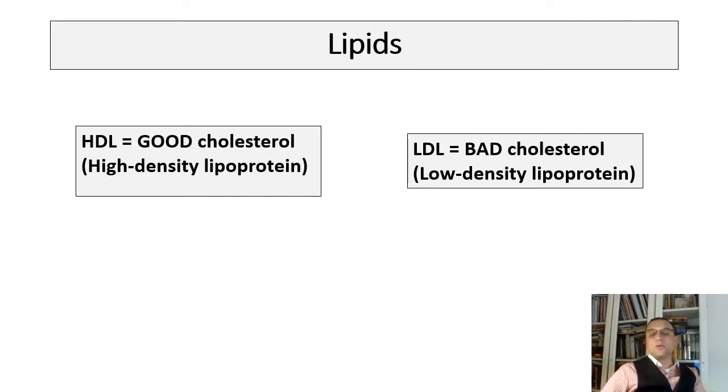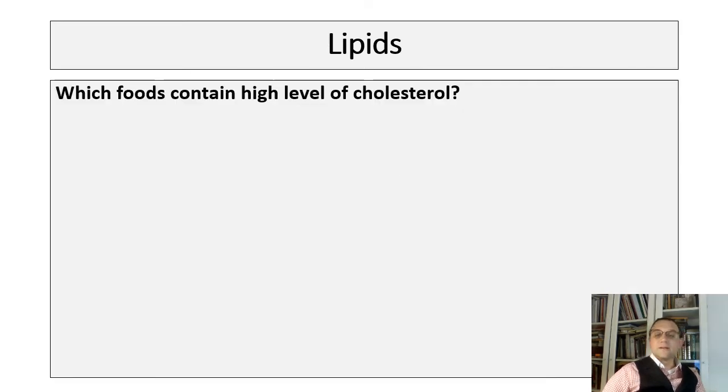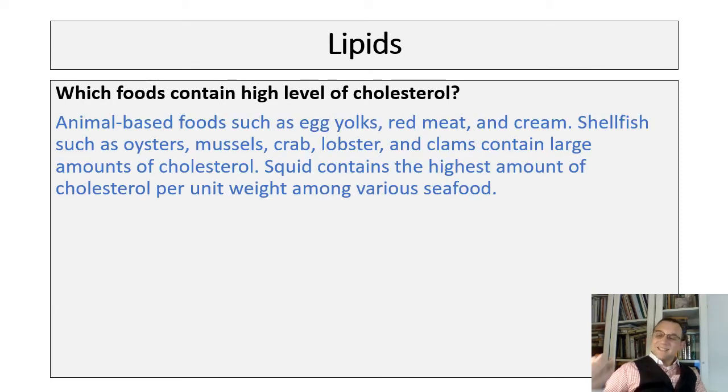For these reasons, nutritionists advise limiting the consumption of foods high in cholesterol. So, which foods contain high levels of cholesterol? Everything that tastes good. Animal-based foods such as egg yolk, red meat and cream, shellfish such as oysters, mussels, crab, lobster, and clams. Squid contains the highest amount of cholesterol among other seafood.